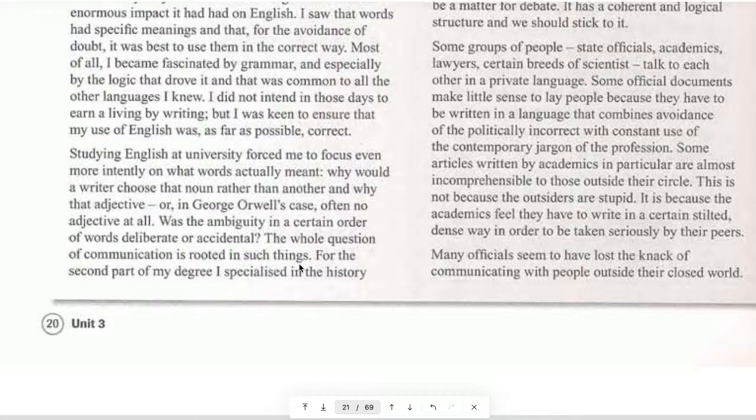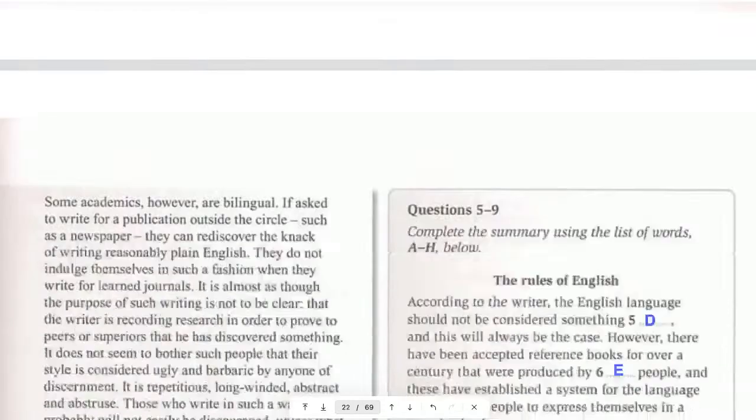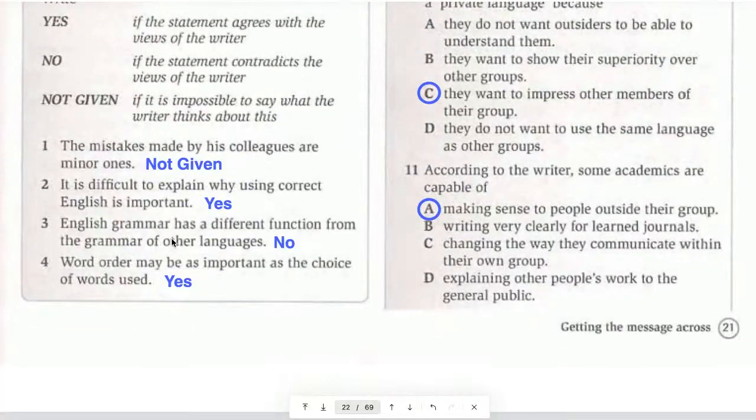So that's the meaning of this sentence. The whole question of communication is rooted in such things. That means those two things, word choice and word order, are the two important things for communication. And they are very important. So that's why they say that word order may be as important as the choice of words used. And the answer is yes. Okay?